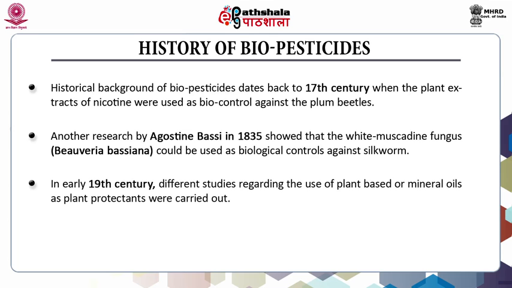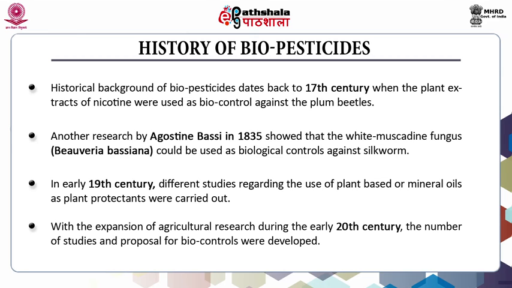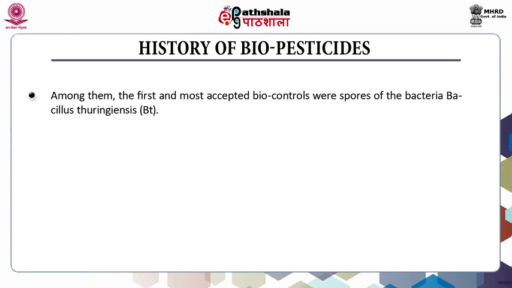In the early 19th century, different studies regarding the use of plant waste or mineral oils as plant protectants were carried out. With the expansion of agricultural research during the early 20th century, the number of studies and proposals for biocontrols were developed. Among them, the first and most accepted biocontrol was spores of the bacteria Bacillus thuringiensis.